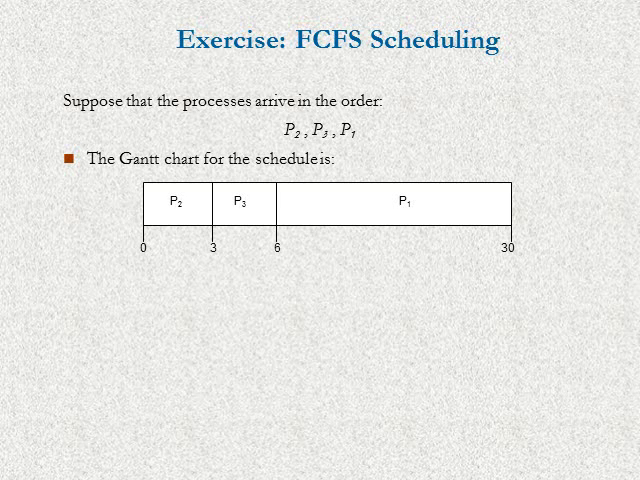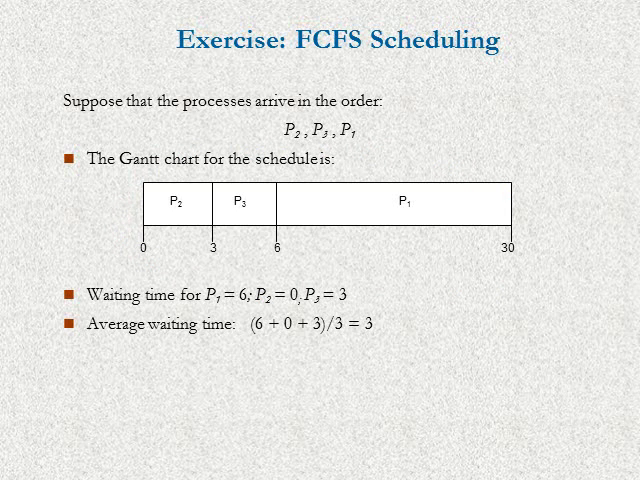Alright students, so you would have a similar Gantt chart where we have P2 entering the processor at time interval 0, and it came out at time interval 3, and then P3 enters the processor and it comes out at 6, and at this moment P1 enters the system and it comes out at time interval 30. So you should have a Gantt chart similar to this.